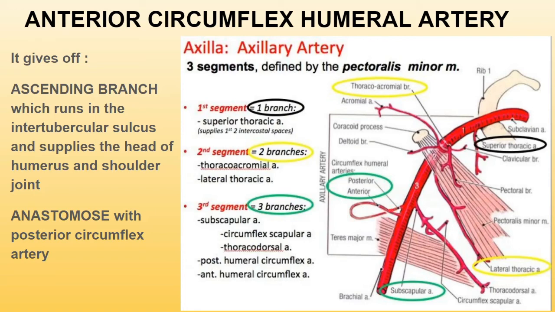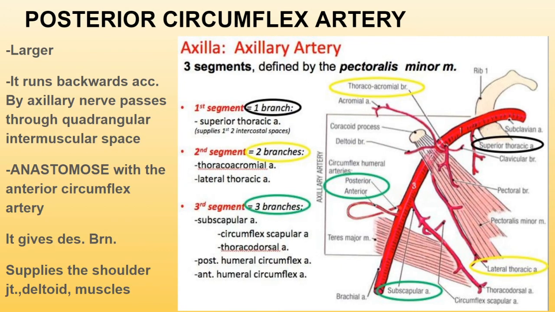Okay, and this anterior circumflex humeral actually supplies, remember, the shoulder joint, the head and the neck of the humerus. And remember, this anterior and the posterior circumflex humeral artery actually anastomose around the surgical neck of the humerus. Surgical neck of the humerus, these two arteries actually anastomose. And this anterior circumflex humeral actually gives mainly one branch known as the ascending branch. Okay, and that runs in the intertubercular sulcus. So it gives an ascending branch that runs in the intertubercular sulcus of the humerus.